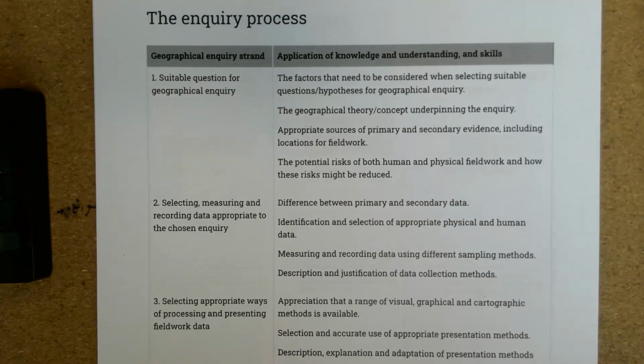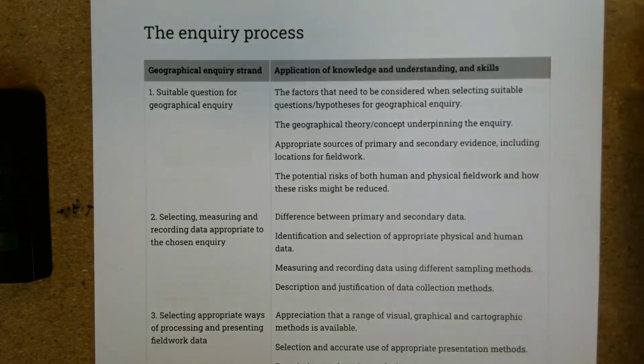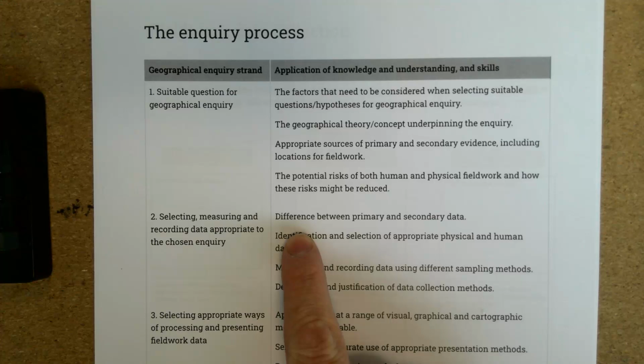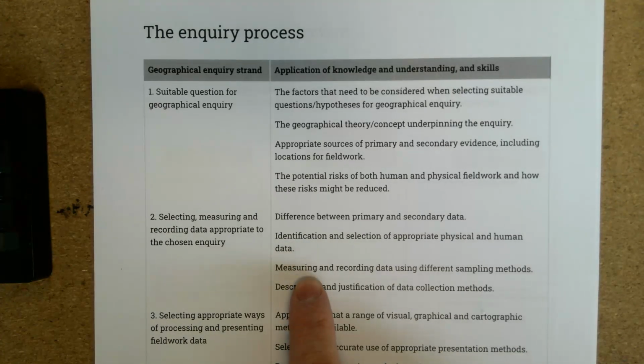Secondly, selecting, measuring and recording data appropriate to the chosen inquiry. Students need to understand the difference between primary and secondary data, identify and select appropriate data to use, measure and record data using different sampling methods, and describe and justify those data collection methods and the choices that they have made.